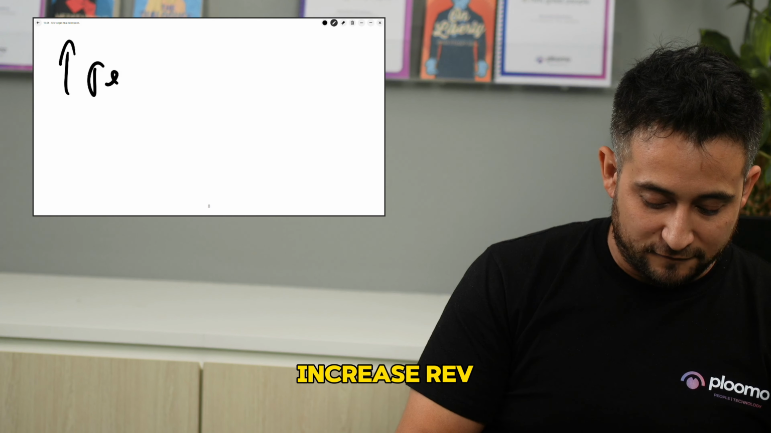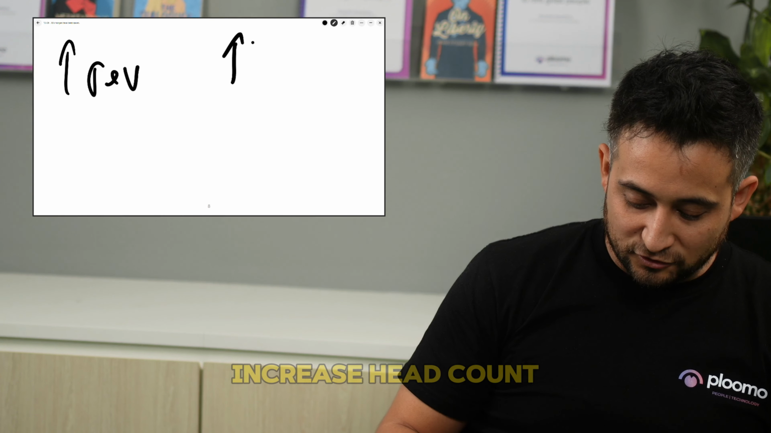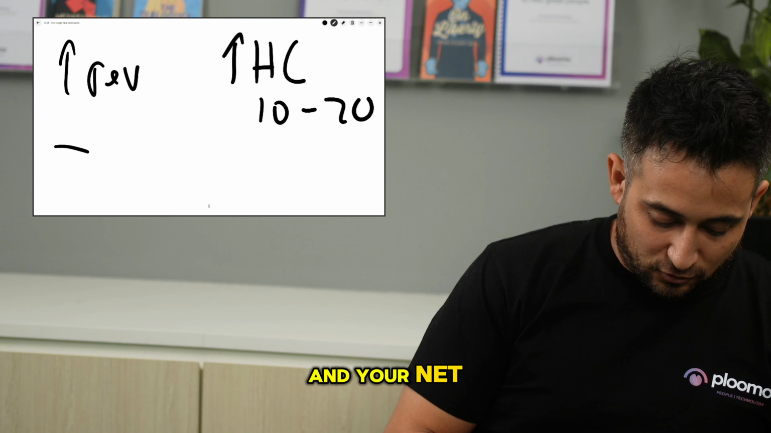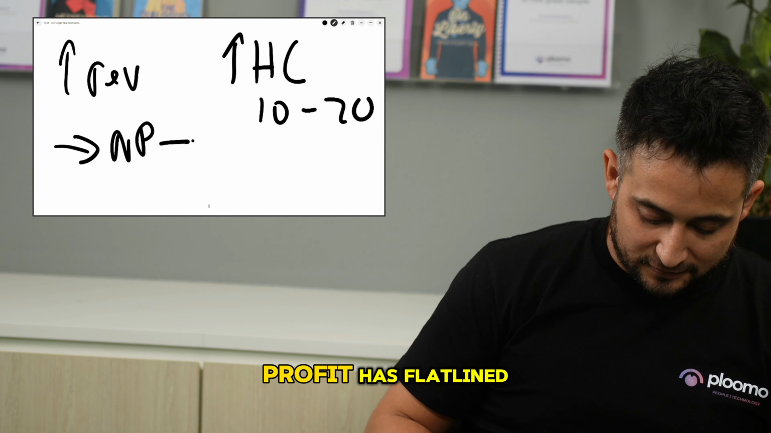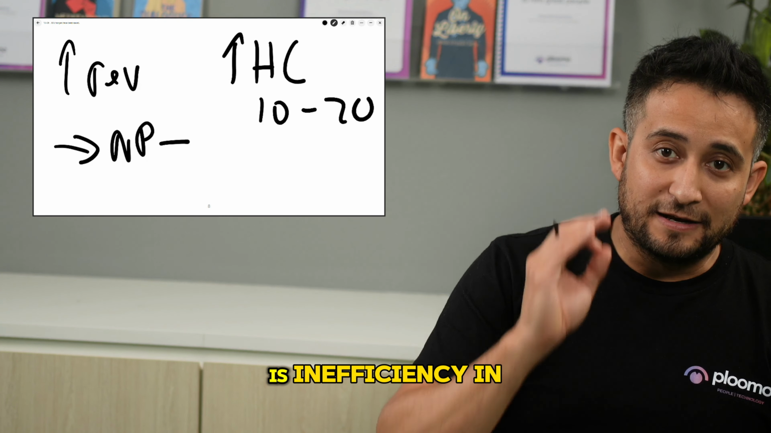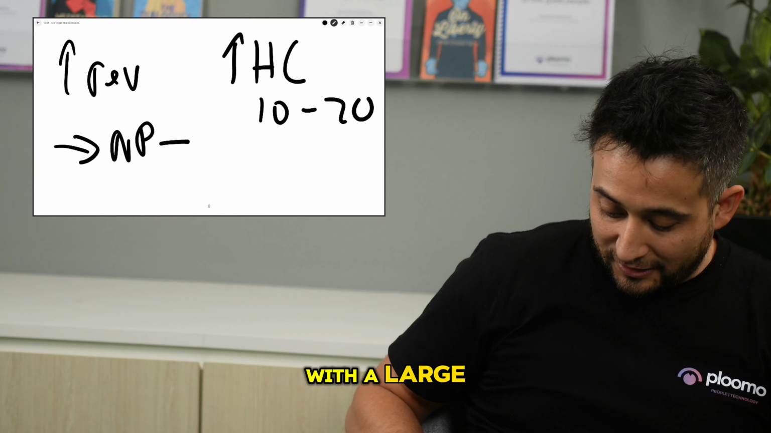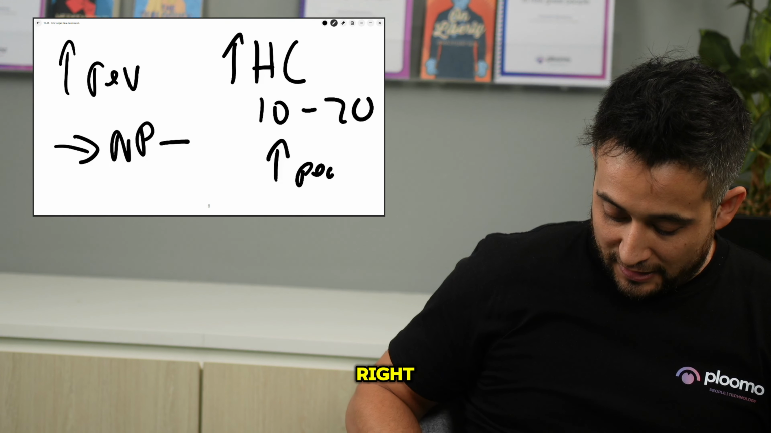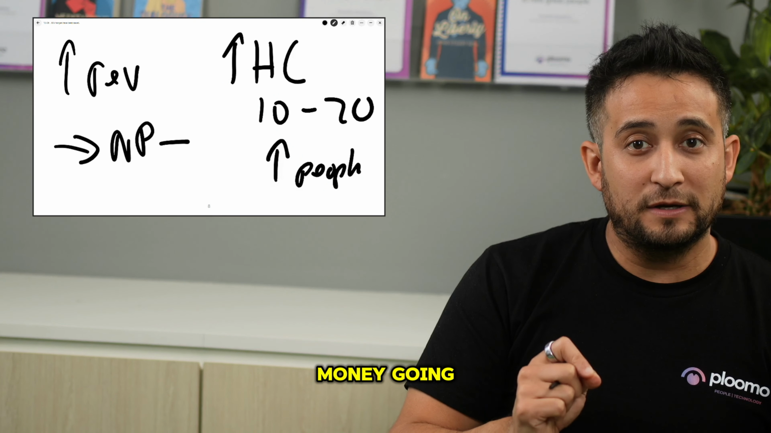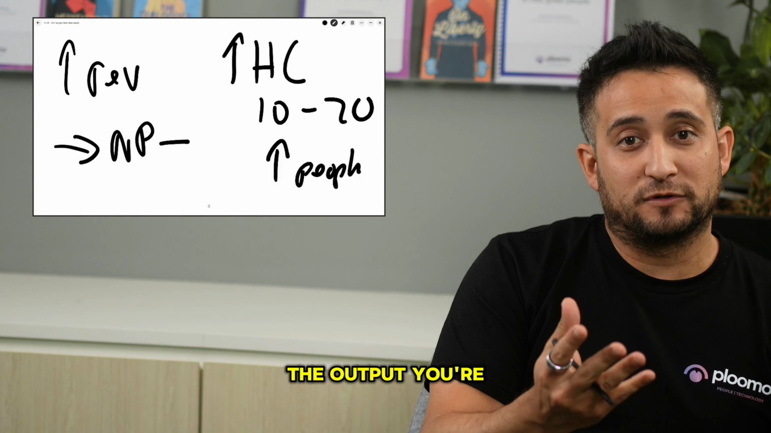So now what we want to look at is this scenario. You've got increased revenue, right? You've got increased headcount and you've gone from, say, 10 to 20 people, and your net profit has flatlined. What is happening here potentially is inefficiency in your team, with a large increase in people. And wages are your largest expense. Where is the money going? And what is the output you're expecting?